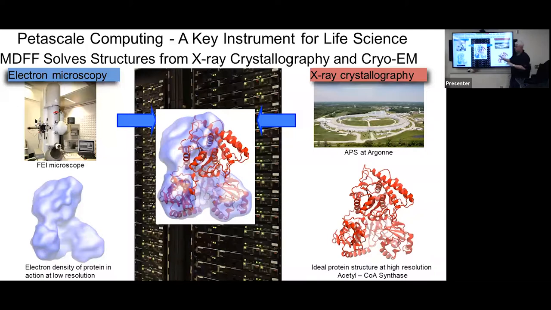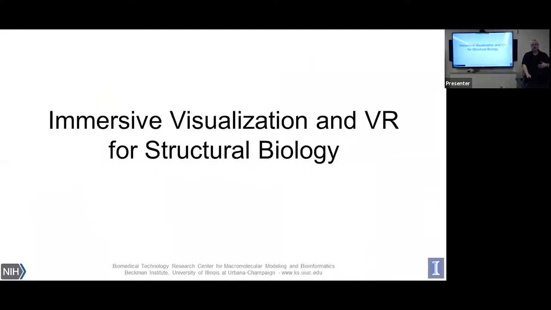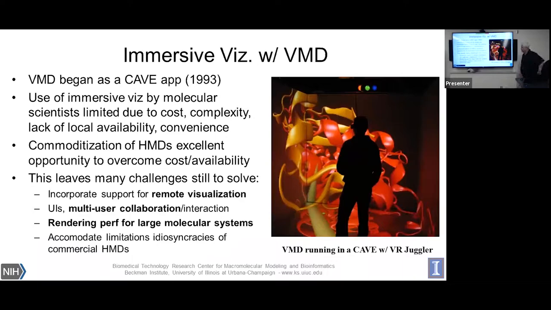And the inspection of how well they match is a big visually oriented task, and we want to understand where there's agreement and disagreement. It's something that the scientist wants to spend a lot of their time doing, but to do it very effectively or efficiently. So VMD began, in its earliest form, actually as a cave application, before I even came to University of Illinois back in 1993. And its original use was to do real-time visualization.